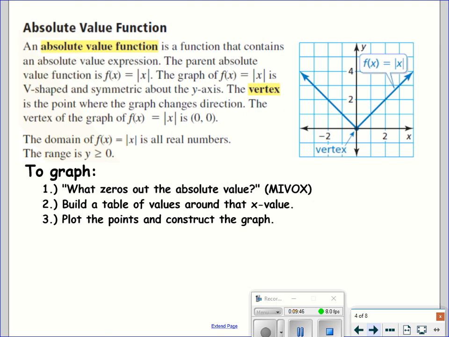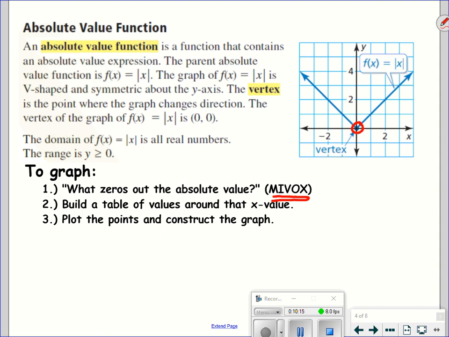The steps to graph, I break it down into 3 simple steps. We're going to make a table of values, which is probably how you first learned how to graph anything. Step one is to figure out what would zero out the inside of the absolute value. I call that the most interesting value of x, or MyVox for short. And that's going to tell us the x value of that vertex point, that point in the graph where it reflects.